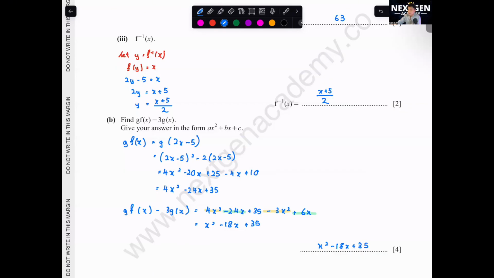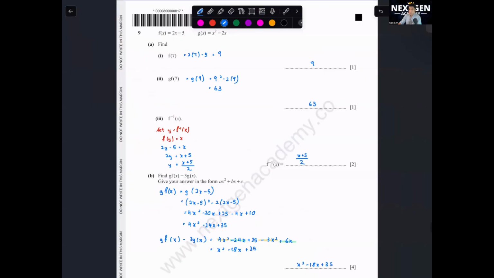Some of you say you get stuck on this also. Just do one at a time. So gf(x) is a composite function, so you have to slowly open up one by one. All right. Okay, number 9, functions. You can do this. Can you type 9 in the chat?